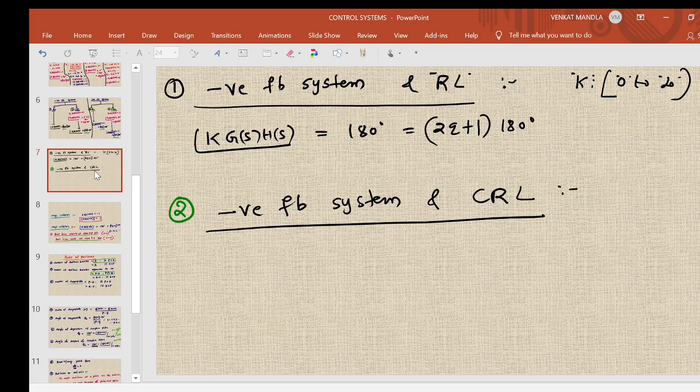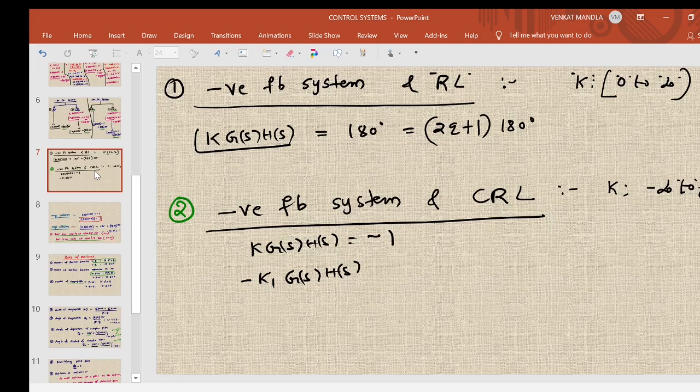What does complementary root locus mean? K varies from minus infinity to 0, and K G(s) H(s) equals minus 1. K is negative here, which is why we take minus K1 in place of K, so that G(s) H(s) equals minus 1. These things I already derived. K1 G(s) H(s) equals plus 1.